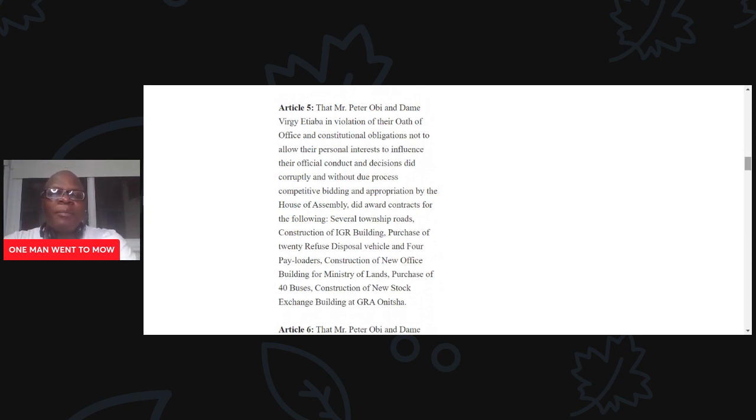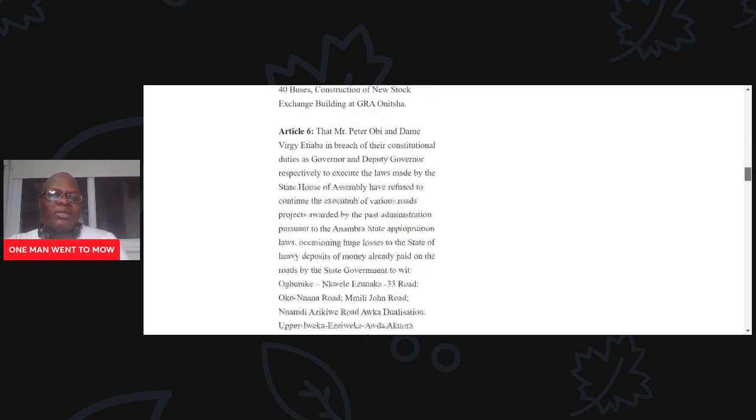Article 5, that Mr. Peter Obi and Dame Virgie Atiaba, in violation of their oath of office and constitutional obligation, not to allow their personal interest to influence their official conduct and decisions, did corruptly and without due process, competitive bidding and appropriation by the House of Assembly, did award contracts for the following: several township roads, construction of IGR building, purchase of 20 refuse disposal vehicles and 4 payloaders, construction of new office building for Ministry of Lands, purchase of 40 buses, construction of new stock exchange building at GRA Onitsha. So there it is right there.